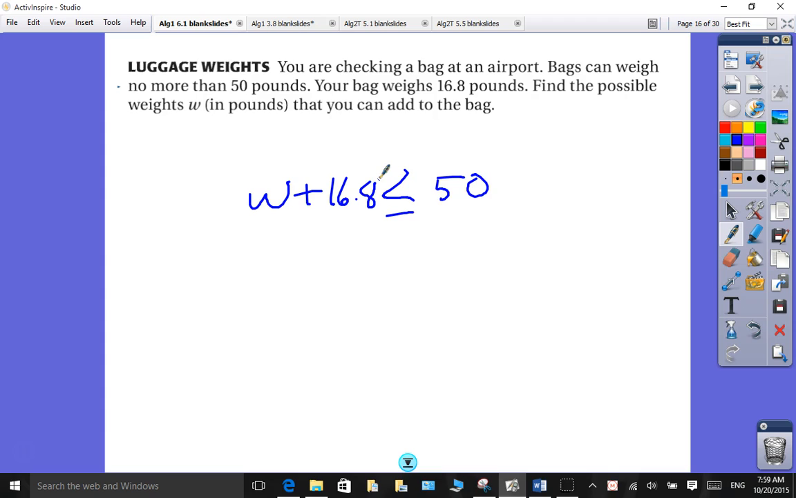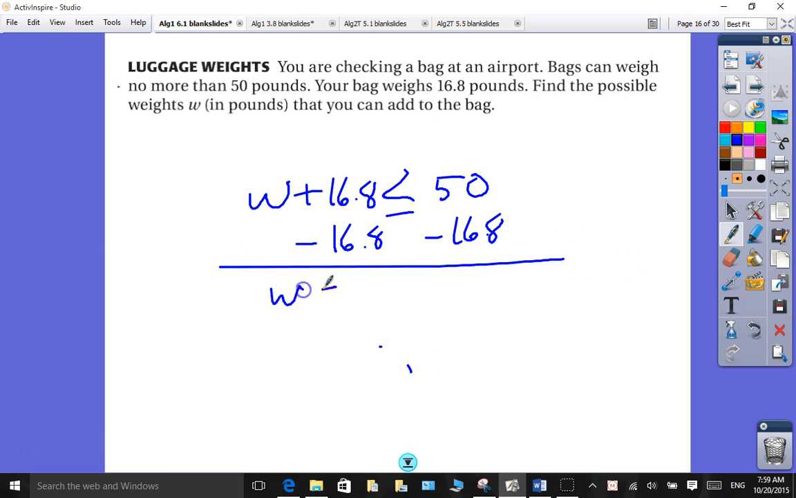Solve. What step will we take? Yeah, subtract 16.8. Subtract 16.8. And W equals 16.8. So who's got an answer? 33.2. So you can add 33.2 pounds to your bag.